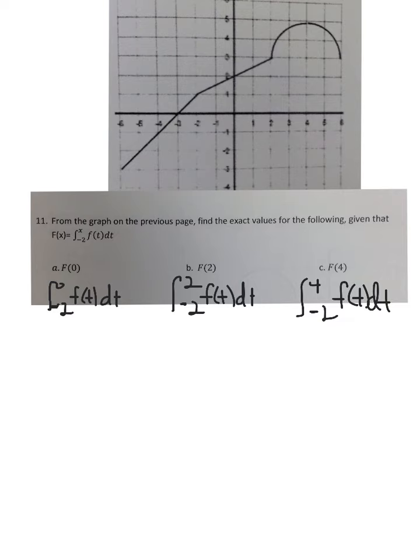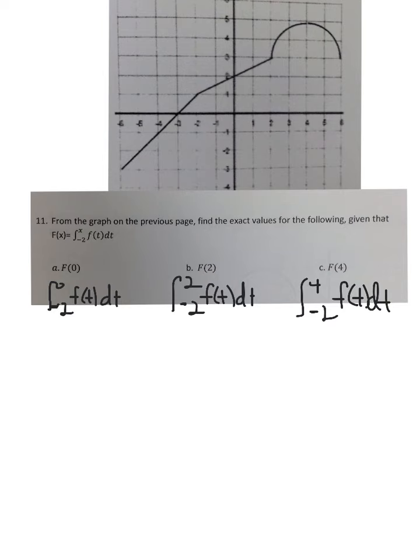Okay, so for number 11A, just remember what this actually means. They gave you a formula to use, so what they want you to do is replace your x value here with 0, which means here I'm also going to replace that with 0. So that's what I have right here. So what this all means is look at the picture, and I'm basically going to take the area under the curve from -2 up to 0.